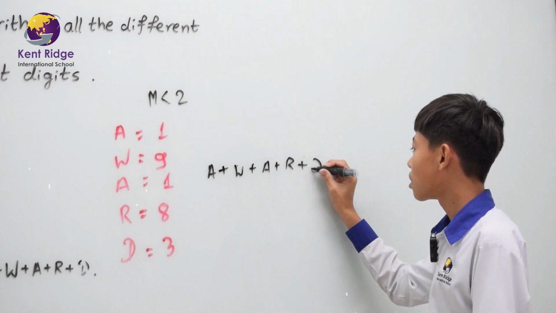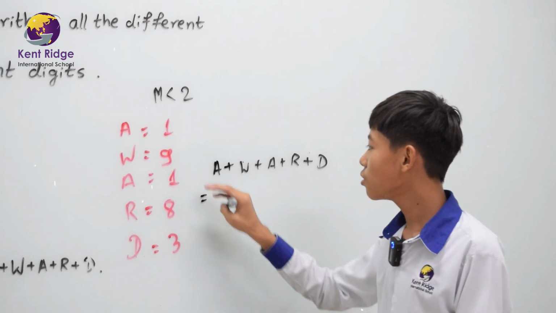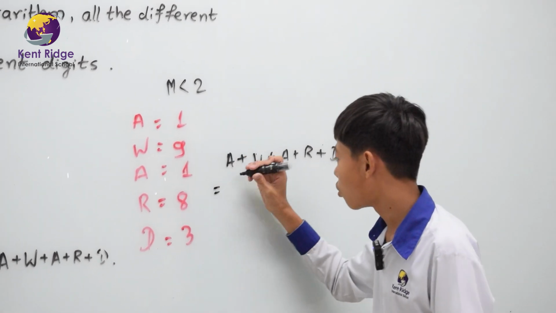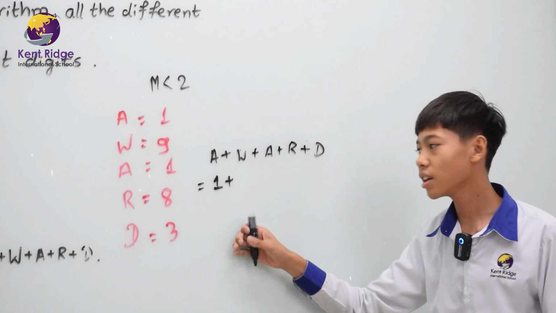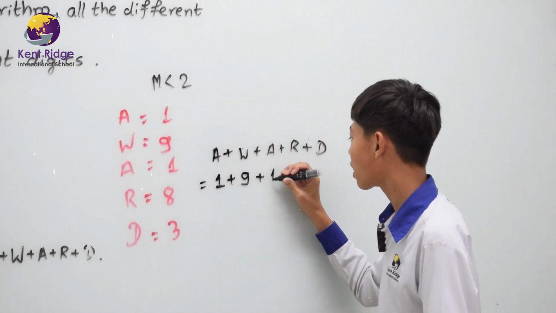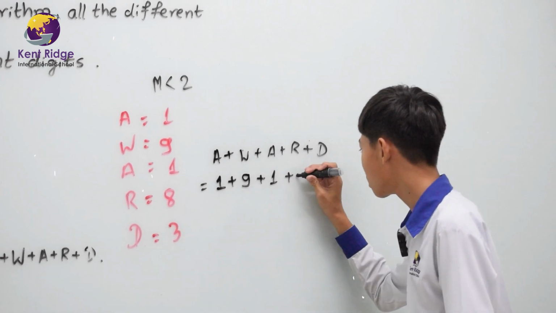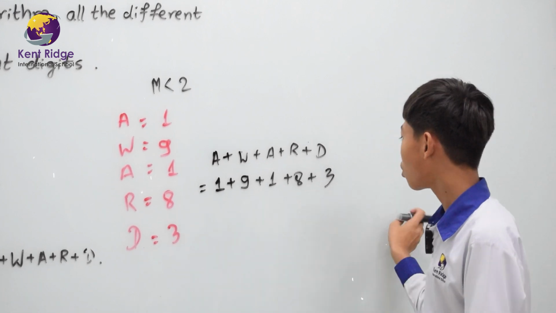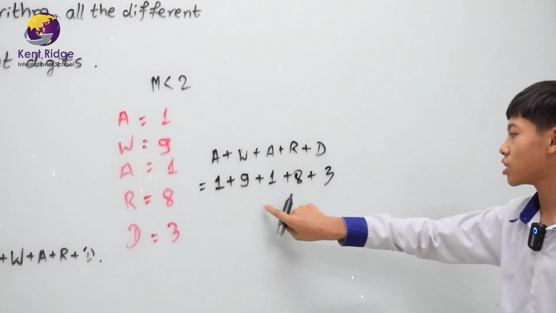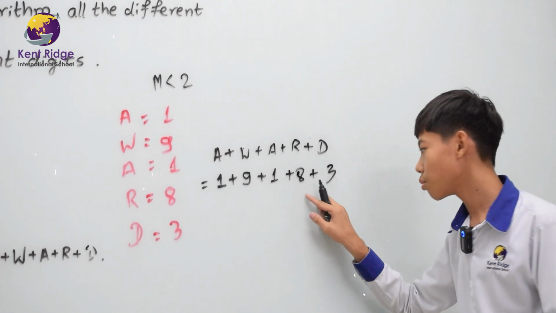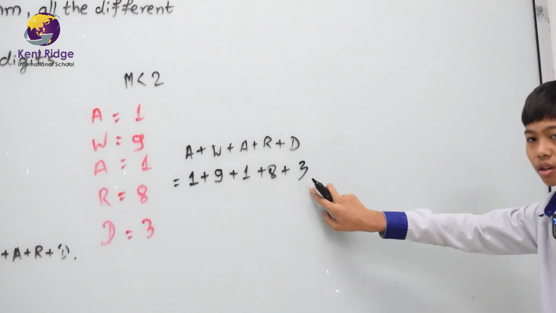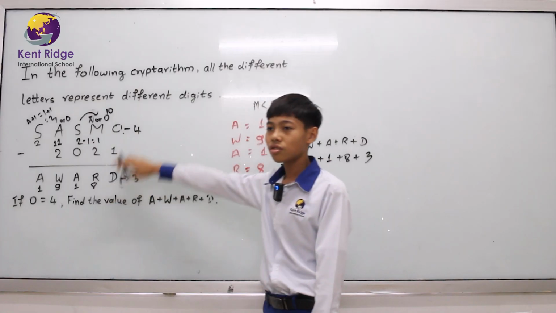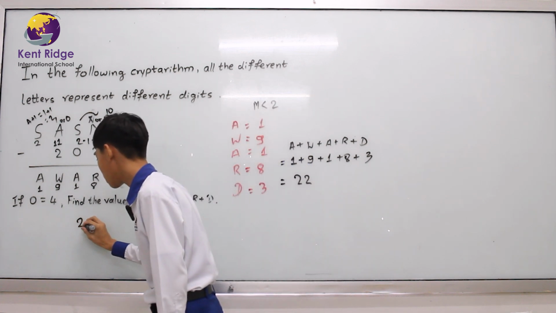So we just exchange the letters for the numbers. We got A equals 1, so we put here W equals 9, plus 1 again, plus 8 down here. And lastly we have D equals 3, which we found in the beginning. So you add all of them together. 1 plus 9 equals 10. 10 plus 1 equals 11. 11 plus 8 equals 19. And 19 plus 3 equals 22. So we get 22 as our answer. So the answer to this exercise here is 22.